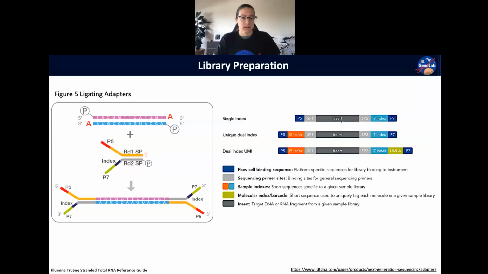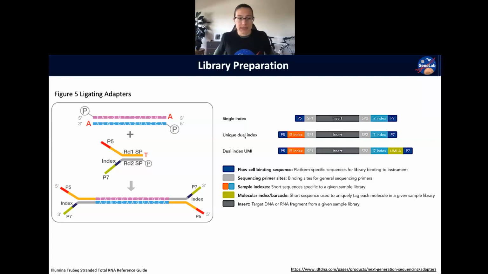Any questions about single versus unique indexes, or single versus dual unique indexes, before we go on to the UMI? Okay. Is it too early for everyone? Thumbs up. Okay, awesome.